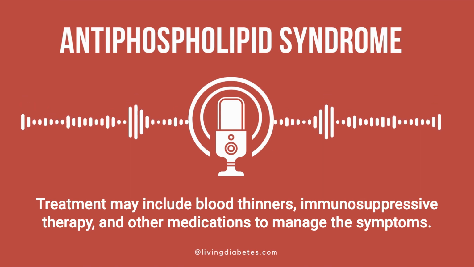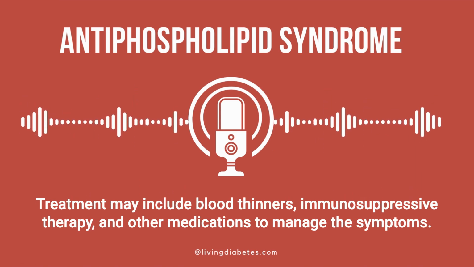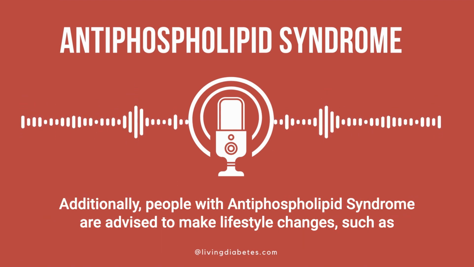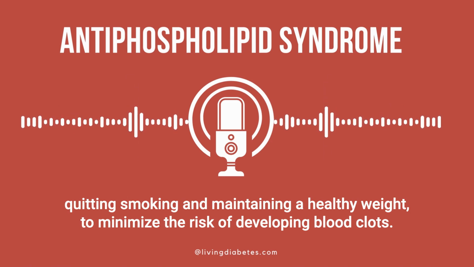Treatment may include blood thinners, immunosuppressive therapy, and other medications to manage the symptoms. Additionally, people with antiphospholipid syndrome are advised to make lifestyle changes, such as quitting smoking and maintaining a healthy weight to minimize the risk of developing blood clots.